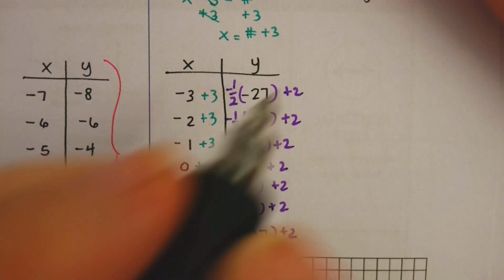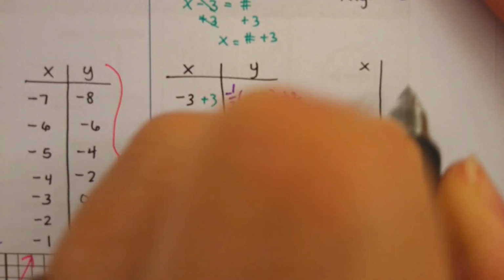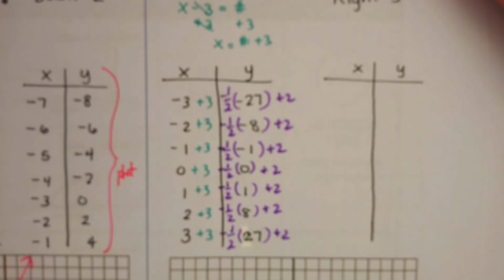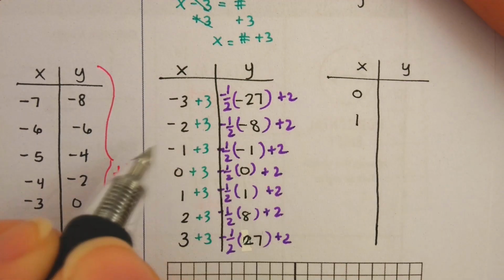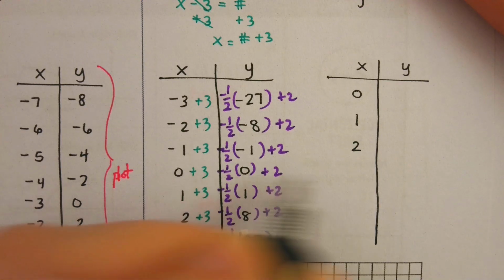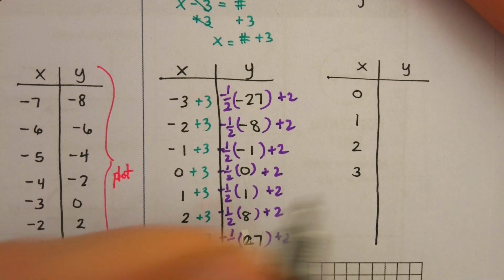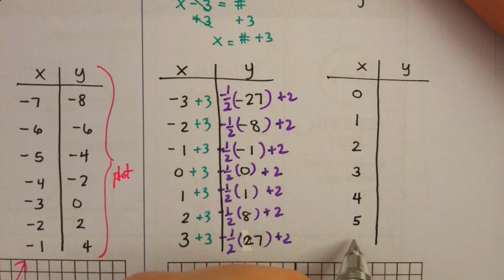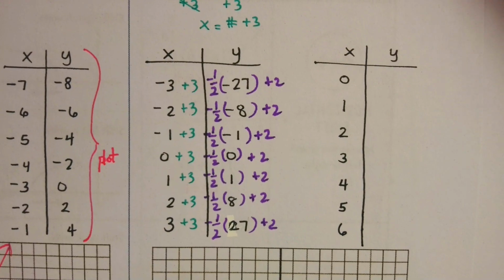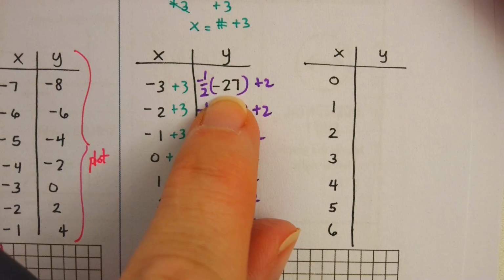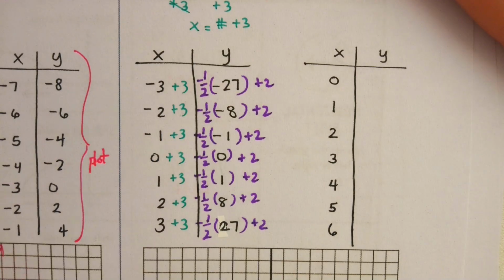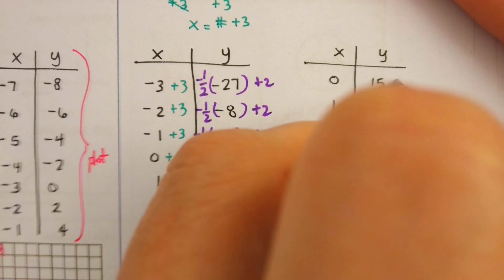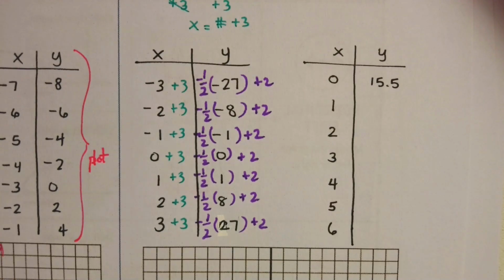X's definitely look a lot easier than the y's. Let's see, -3 plus 3, 0. So we'll have 0, 1, 2, 3, 4, 5, 6. Makes that easy. Let's do the math on the y's together. -1/2 times -27, well, that would turn to a positive. And then what's half of 27? 13.5. And what's 13.5 plus 2? 15.5. Good.